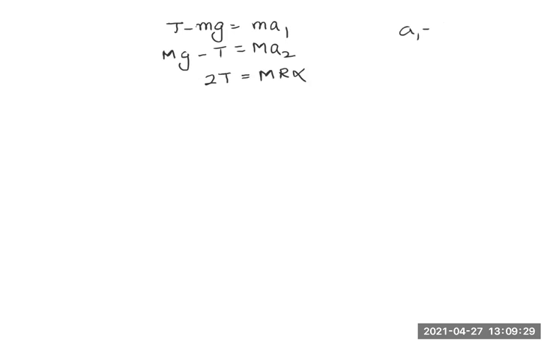Okay. So we have T minus mg is equal to ma1. We have mg minus T is equal to Ma2. And now we have 2T is equal to MR alpha. And I know that a1 is equal to a2 minus R alpha. Right? So there are two possibilities now.